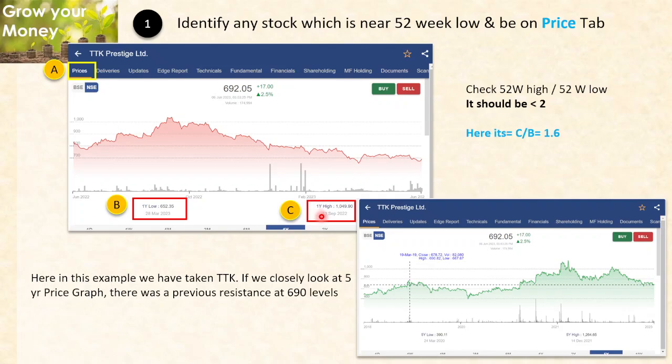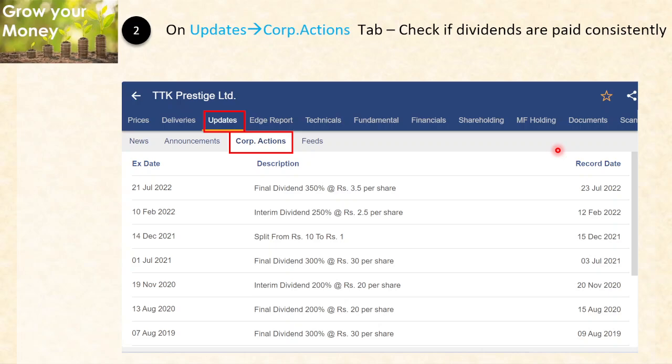And then when you divide 52-week high by 52-week low, you should get a value which is less than 2. So here, for example, it is 1.6. Okay. And then we should look at whether the company is giving us some dividends or not. For that, you have to click on the updates tab and then the corporate actions. This is just to make sure that whatever profit the company is making, they are trying to share that with their shareholders.